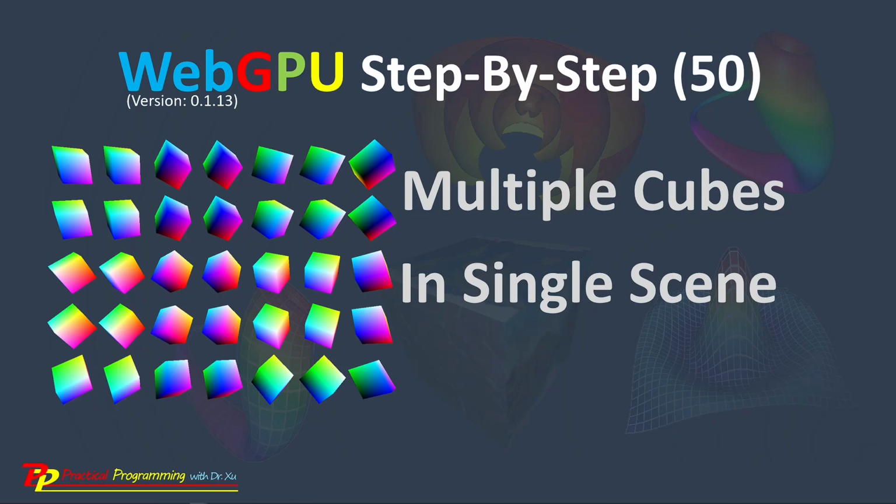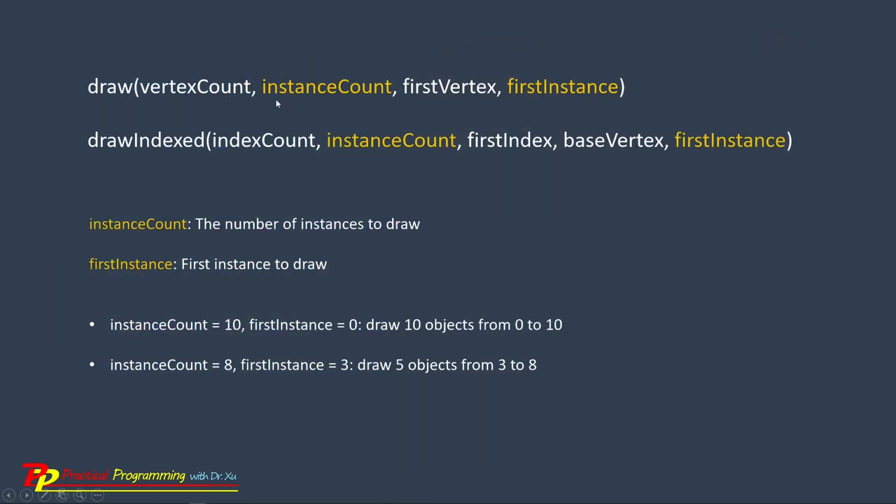WebGPU has two drawing functions. One is draw, one is draw indexed. These two functions take the instance count and first instance as their input arguments. Here the instance count means the number of instances to draw. The first instance means the first instance to draw. Combining these two parameters allows you to specify a particular range for the cases where we don't want to draw all of our objects.